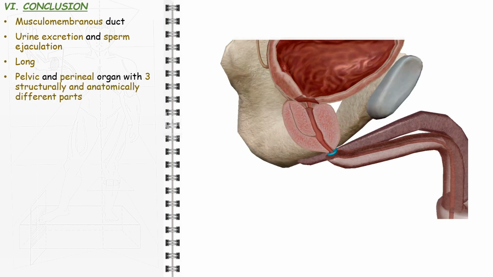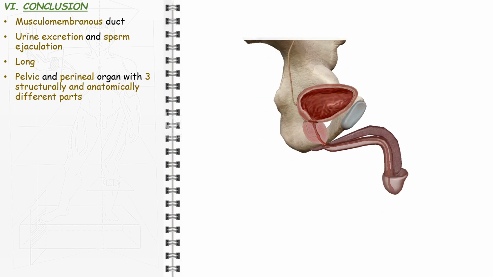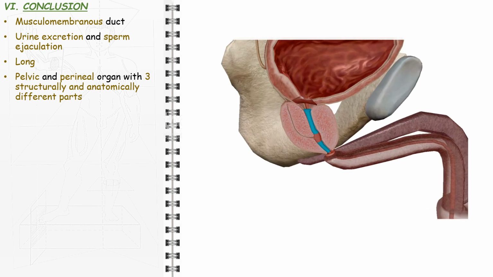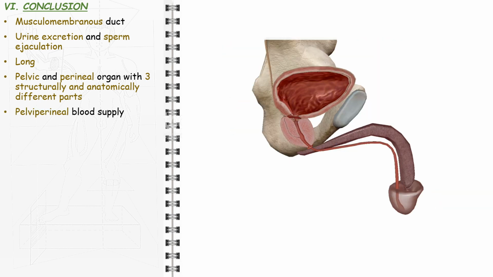The male urethra is a long pelvic, perineal and pendulous muscular membranous duct that, unlike in women, ensures urine excretion and sperm ejaculation. However, the urethral sphincter remains exclusively the urinary continence sphincter, like in women. The internal urethral sphincter or the vesical sphincter has a role against retrograde ejaculation. It is a pelvic and perineal organ with 3 structurally and anatomically different parts and a pelviperineal blood supply.